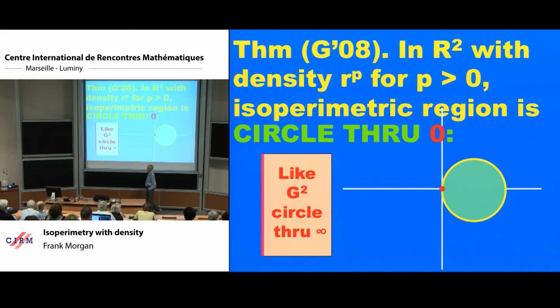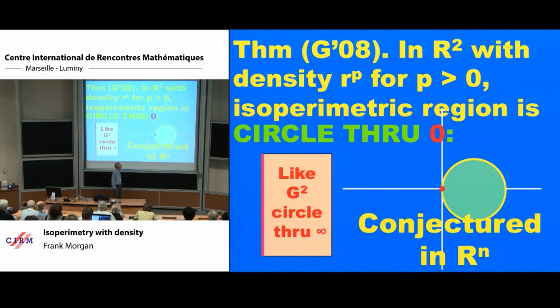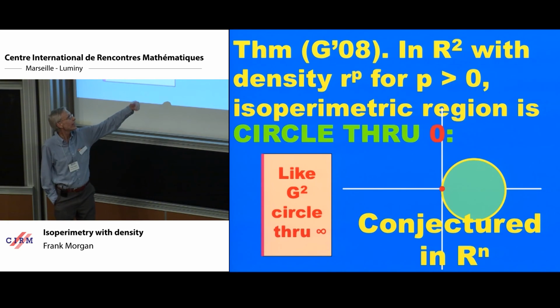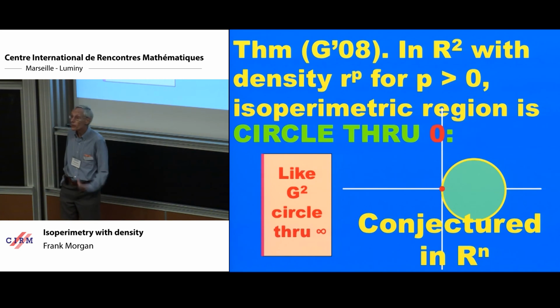I would never have guessed something like that. The students then left it as a conjecture in higher dimensions that the solution for that same density, r to the p, would be a sphere through the origin.